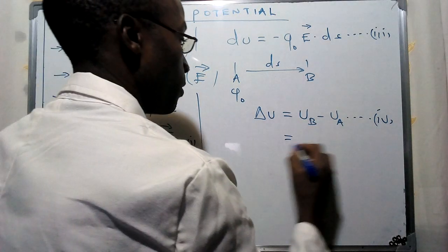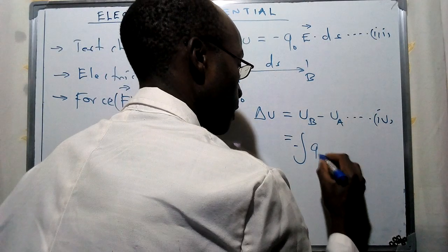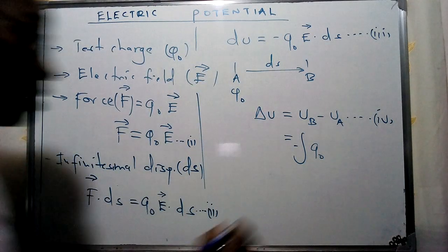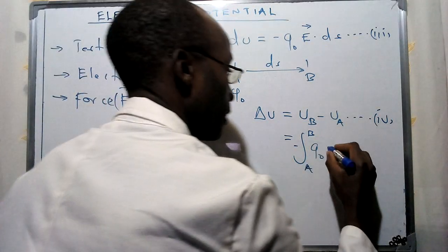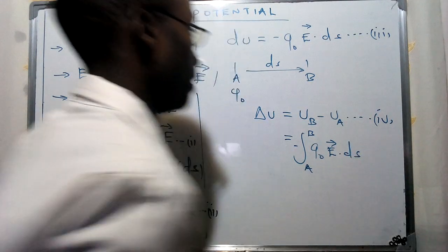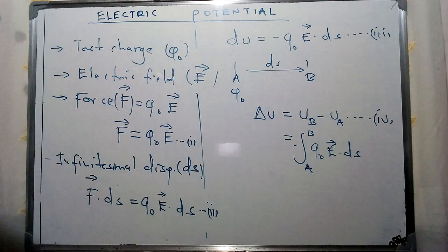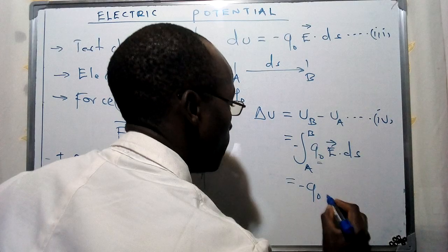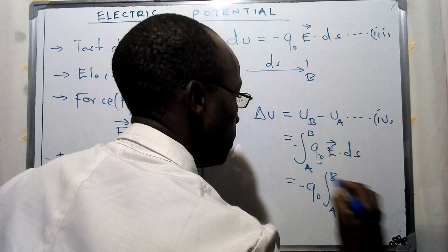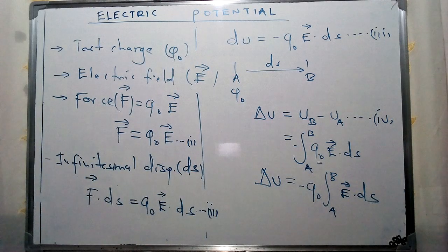Now, this one can be given in terms of an integration, which is the negative integral of Q naught, from A to B, of the product E dot ds, given as such. But as we're going to see, the charge is going to remain constant. Therefore, we're going to have the negative of Q naught times the integral from A to B of E dot ds, representing delta U, and that is going to form the change in potential energy.